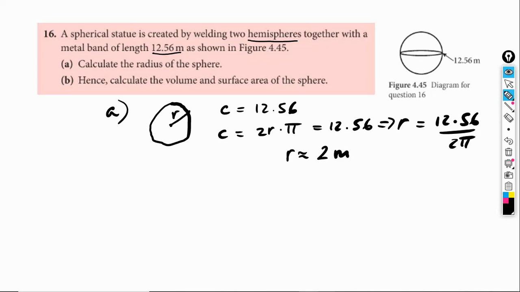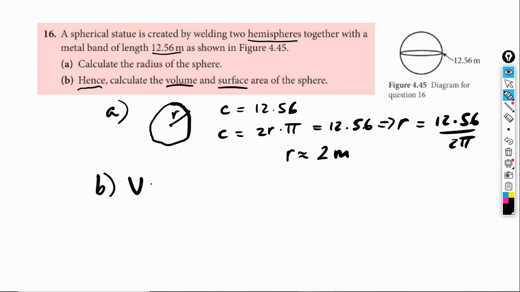And then for part B, once we find the radius, they say hence. Remember, whenever you see that word hence, it means use the previous information. Hence, calculate the volume and surface. So they want volume and surface. So we've done several volumes.